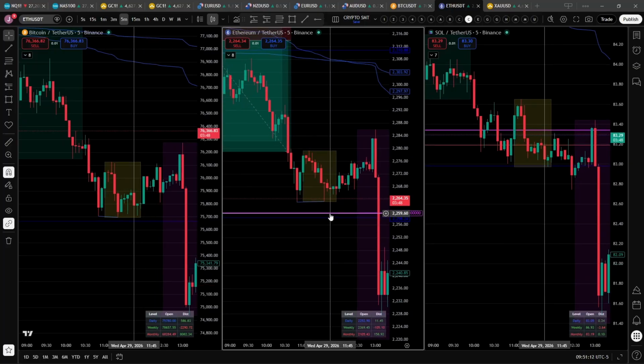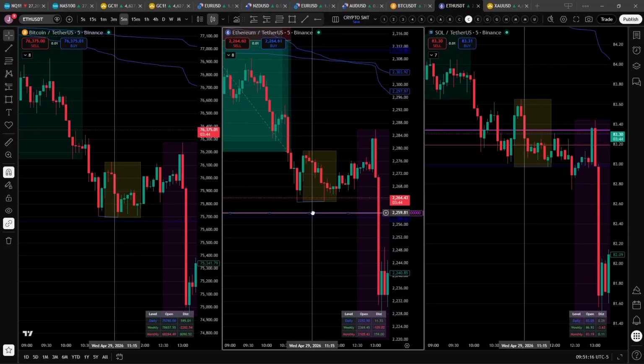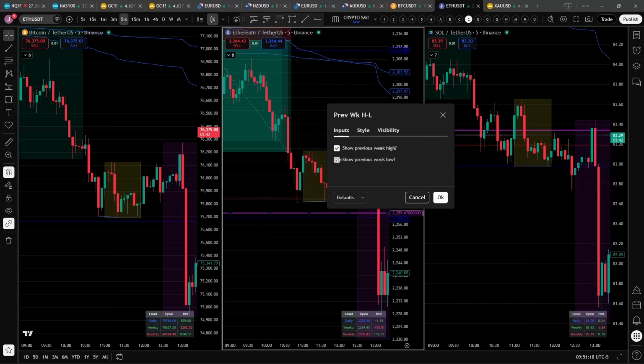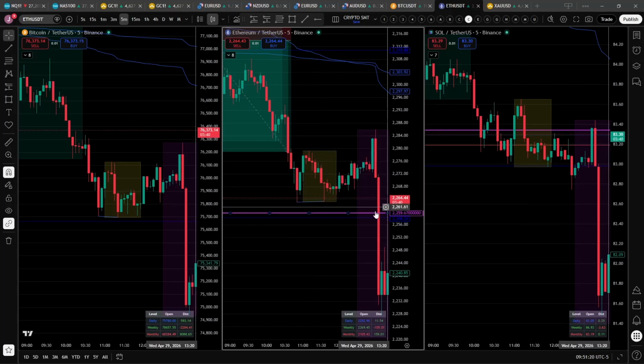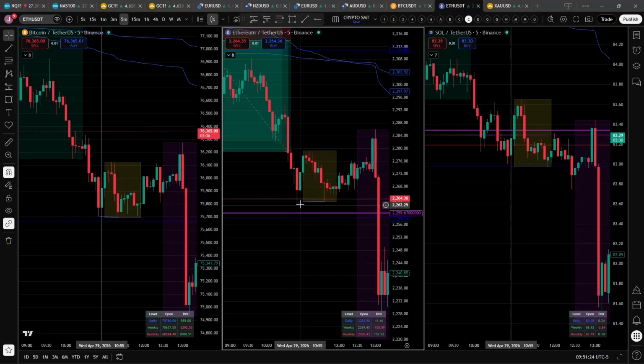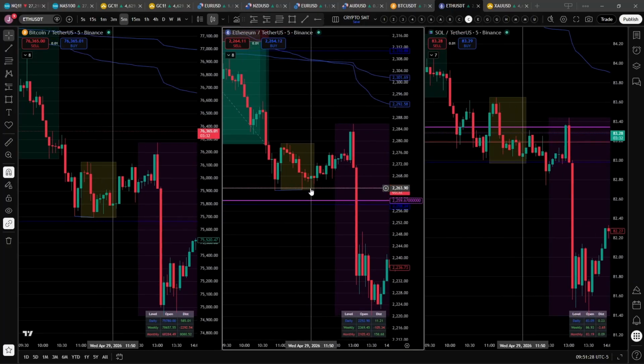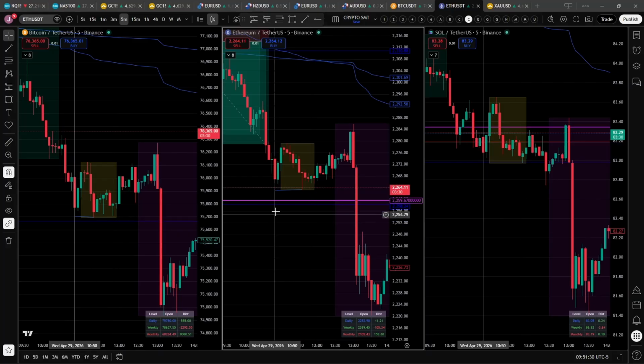Although you have the previous weekly low or high, whatever this is, and you also have, it's probably previous weekly low, isn't it? Yeah. Previous weekly low is here, and then you have the SMT. This is not an extreme, right? However, you have those two levels here.